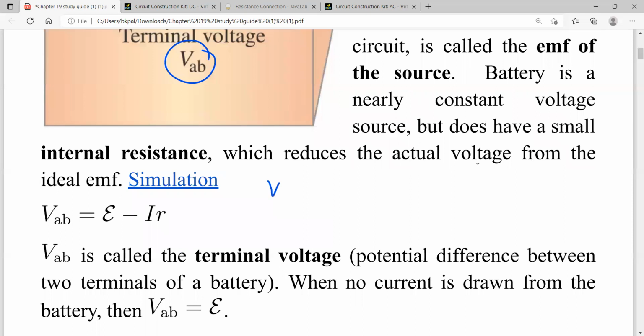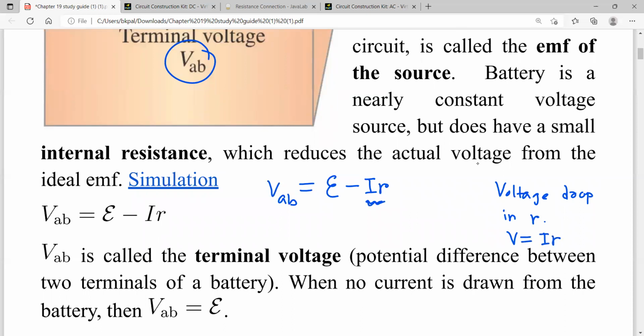VAB, the potential difference between the two terminals of a battery, is equal to curly E minus Ir. You know that Ir is basically the voltage drop in r. You know the voltage drop from Ohm's law: voltage is equal to I times R.